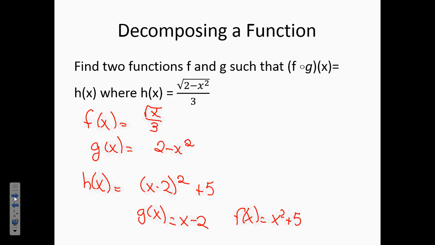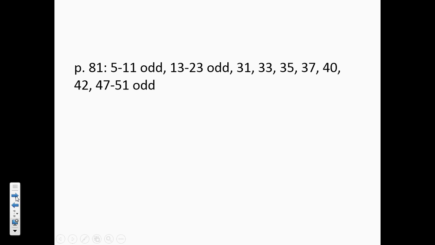Okay. All right, assignment. Page 81, giving you lots of odds today so that you can check your work. 5 through 11 odd, 13 to 23 odd. Should have written 31 through 37 odd, 40, 42, and 47 through 51 odd. And you're welcome to take a picture.